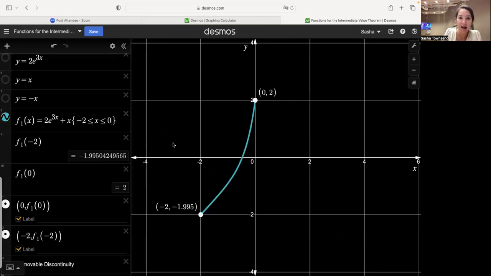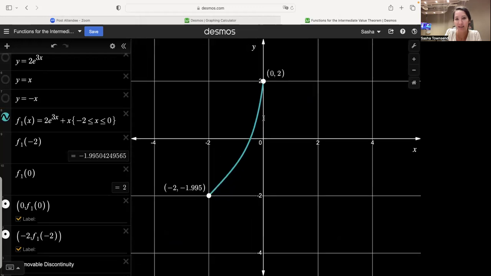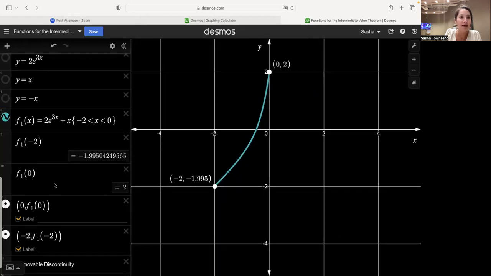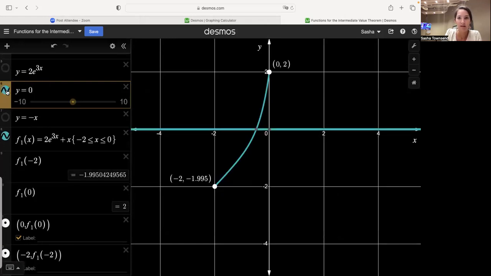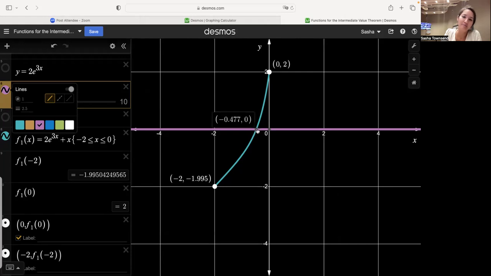So there, if I graph it on that interval from -2 to 0, that's what we see. The function's continuous. It passes through y equals 0. And therefore, the equation f of x equals 0 has a solution, and we can read the graph to infer what the solution is.